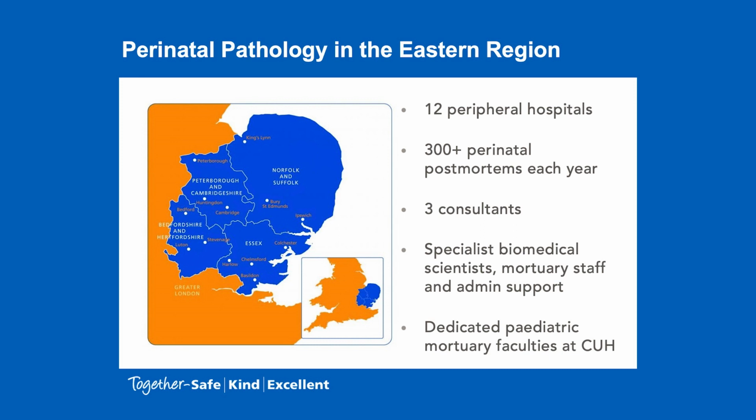Addenbrooke's Hospital provides a regional postmortem service for the East of England, including Addenbrooke's and 12 peripheral hospitals. We perform in the region of 300 perinatal postmortems a year, along with hospital postmortems on older children and coronial postmortems. The service is provided by 3 consultants supported by a team of specialist biomedical scientists, mortuary staff and admin support. We have dedicated paediatric mortuary facilities at Addenbrooke's located in level 1 of the lab block underneath ED.